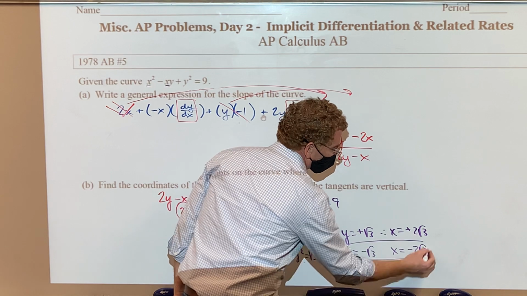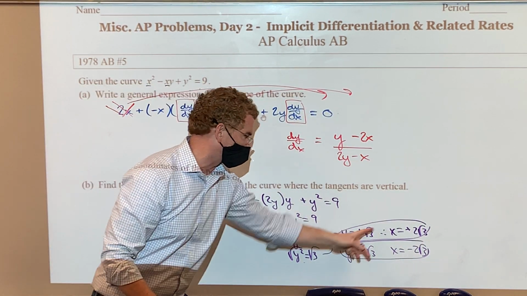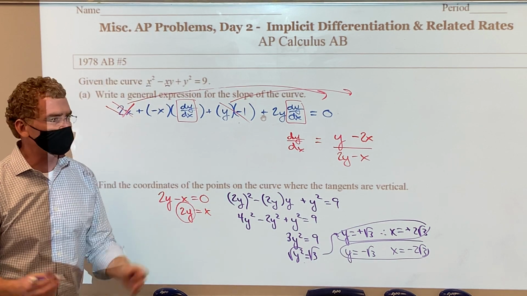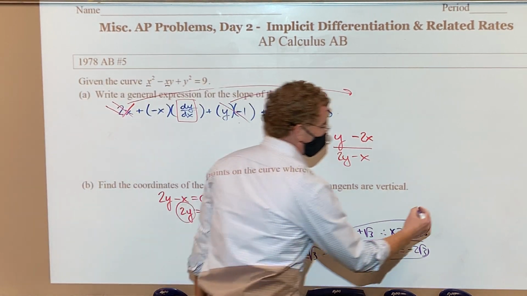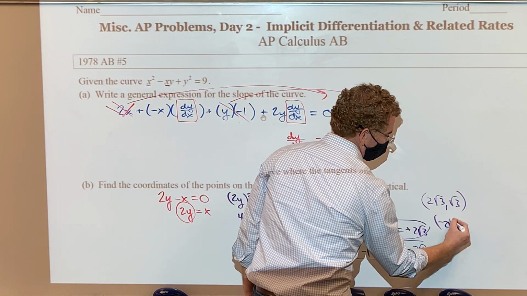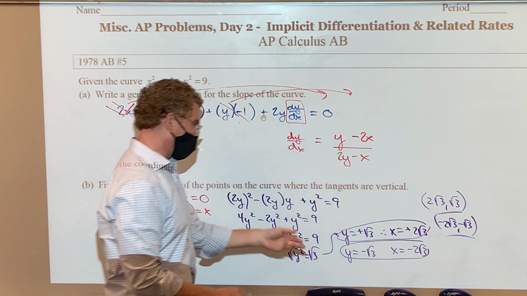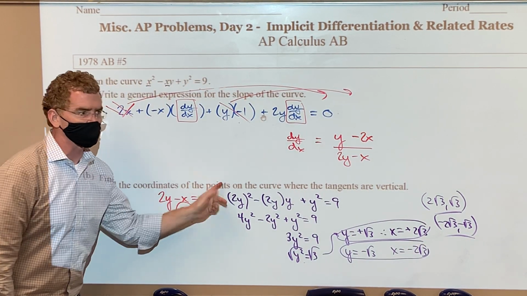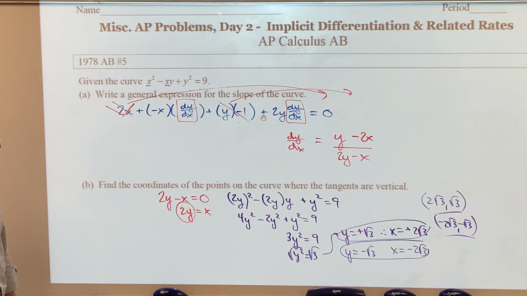But make sure, it says find the coordinates of the points, so those are the coordinates of the points. You're welcome to write them as a point. If it said find the points, I would have written them like this: 2 root 3 comma root 3, negative 2 root 3 comma negative root 3. But either way is fine. They gave you some flexibility when they said coordinates, because they didn't really say write it as a point. Are y'all with me? Okay?